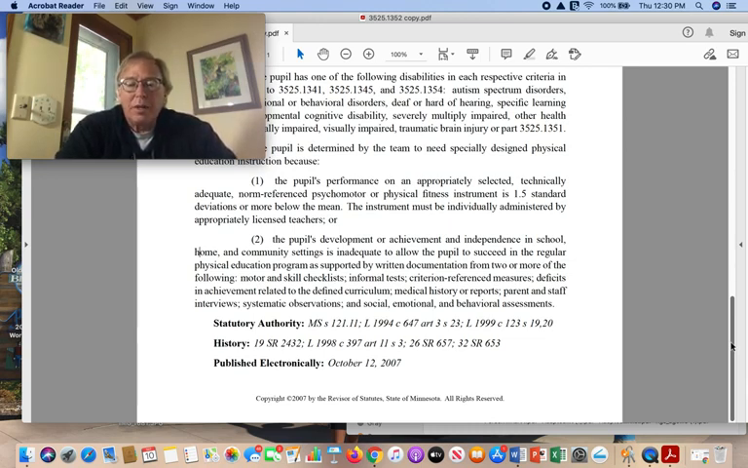For a student with cognitive disabilities, you'd want to make sure that you're documenting the achievement related to the defined curriculum in physical education in our state standards. There are a number of other academic area things that are required for a student to be successful.